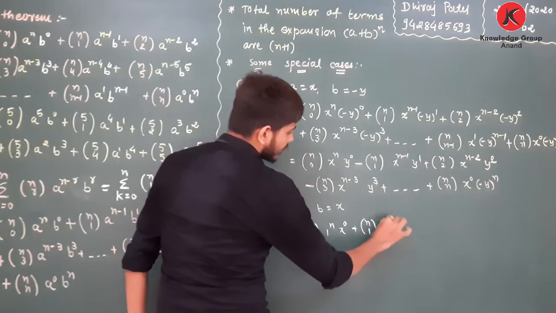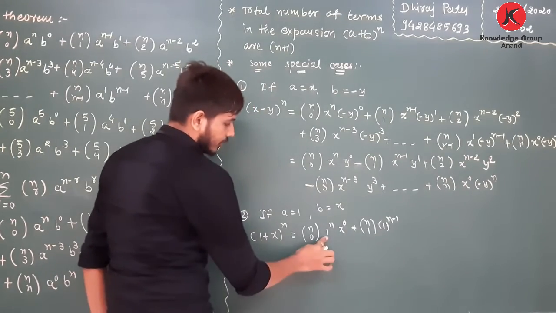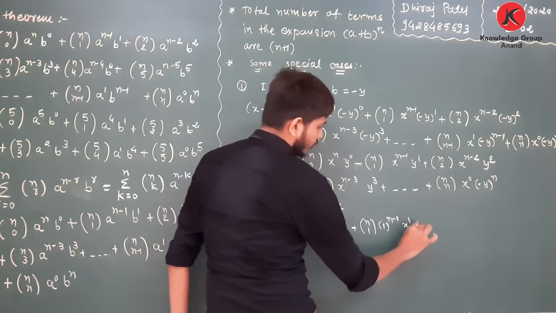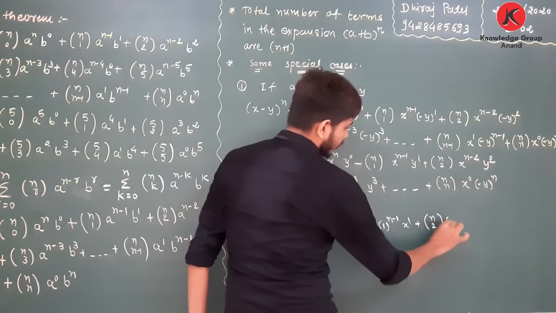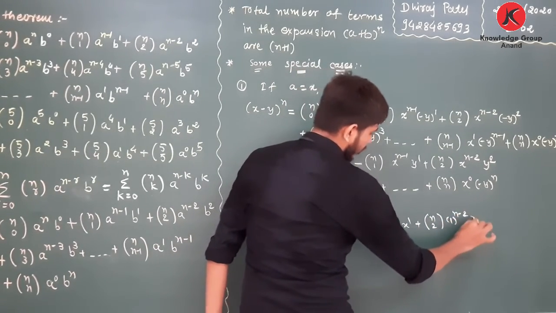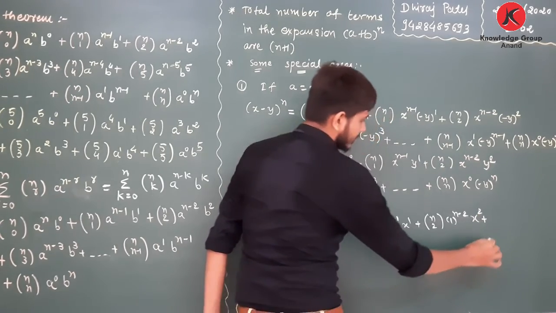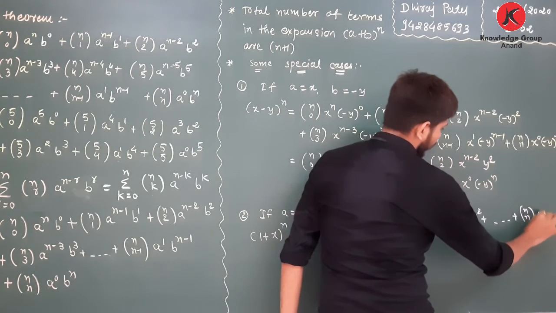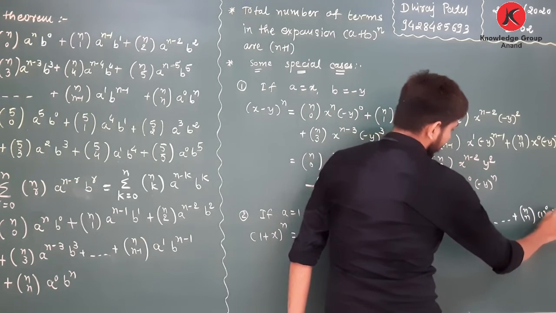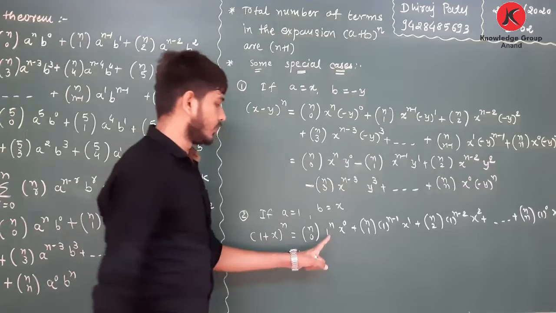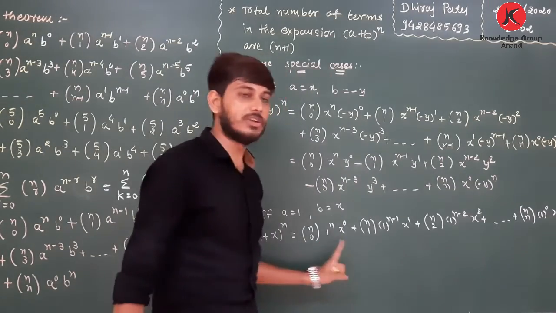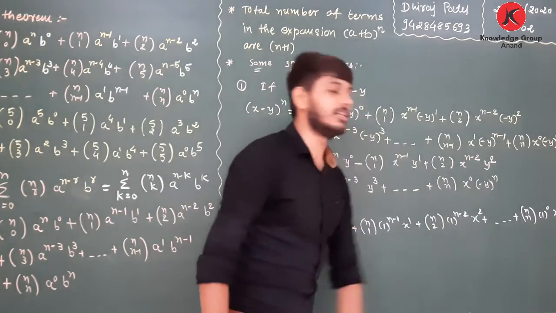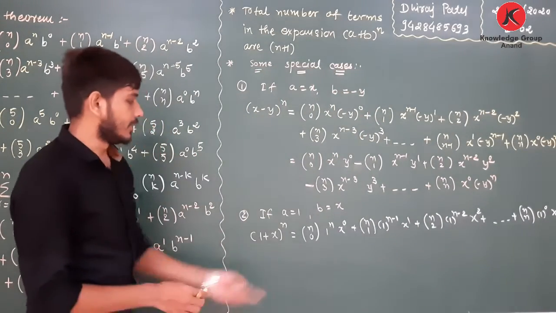nC1 1 raised to n minus 1, decrease the power of 1 from n to n minus 1, x raised to 1, plus nC2 1 raised to n minus 2 x raised to 2, plus up to the last term we are getting nCn 1 raised to 0 and x raised to n. The power of 1 will be decreasing from n to 0 and the power of x will be increasing from 0 to n in successive terms. Clear? Now simplify this thing.